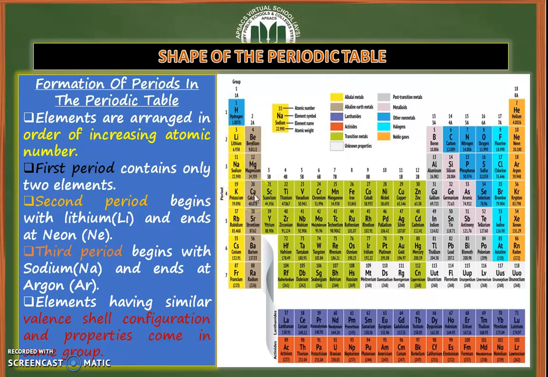So this is how the elements having similar valence shell electronic configuration and properties come in the same group. The arrangement of elements into the periods has an important consequence. The elements that have similar properties end up in the same group in the periodic table.